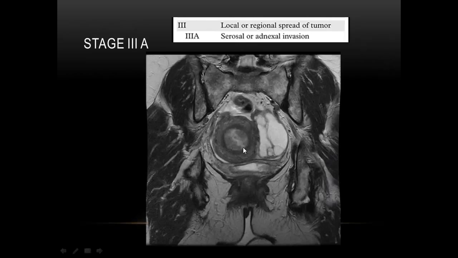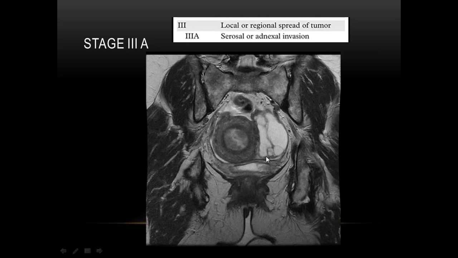This is an example of stage 3. There is either endometrial cancer that has extended through the serosa, or it has extended into the adnexa. And you can see here, this endometrial cancer is involved in this left ovary.